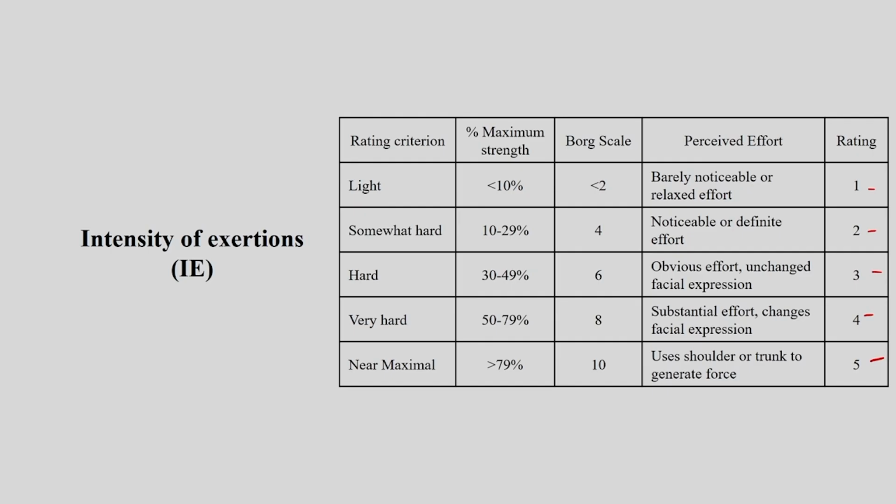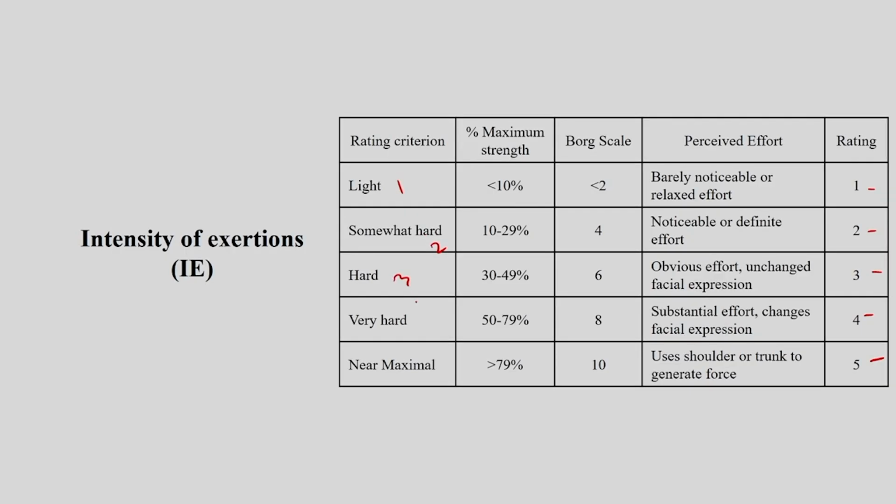Now how do we do it? Either you can have a 5-point rating scale where 1 means light, that is, the intensity of exertion perceived by the person who is working there is feeling light. 2 means somewhat hard, 3 hard, 4 very hard, and 5 depicts near maximal. So 1, 2, 3, 4, 5, right? So this way you can have a 5-point Likert scale and you can use that. If this particular method is not useful for your scale, then you can go for some other way to rate the intensity of exertion.